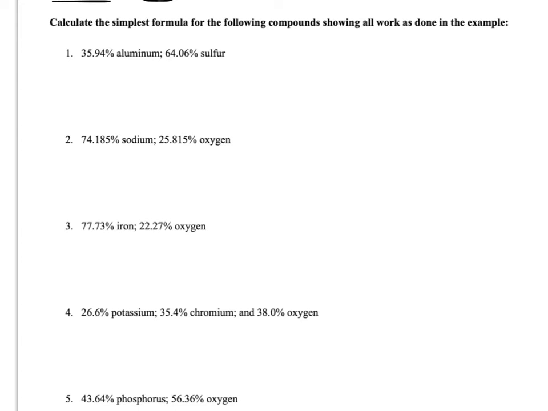All right, so remember, we're told the percent of aluminum and the percent of sulfur. We assume a 100-gram sample, which means we can turn those percents right into grams. But a formula is not a gram ratio, it's a mole ratio. So our first step is we need to figure out the number of moles of aluminum that are equal to the 35.94 grams of aluminum. I apologize, it's hard to write small on this.